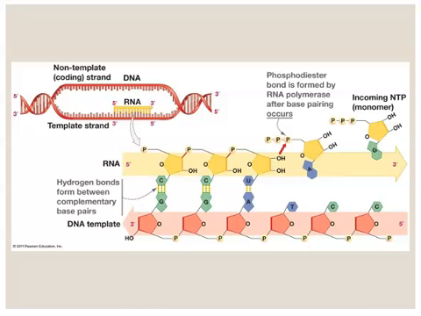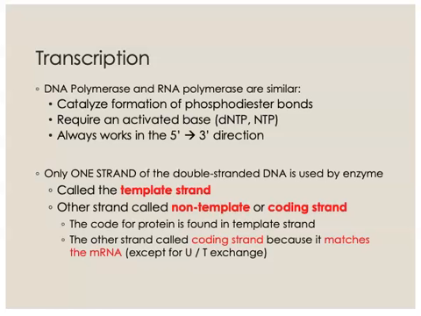Now remember, we said an activated nucleotide in DNA is called a dNTP. That stands for deoxynucleoside triphosphate. When we're building RNA, it's just a nucleoside triphosphate, an NTP. If you compare the DNA polymerase enzyme that builds DNA and the RNA polymerase enzyme that builds RNA, they're actually quite similar.